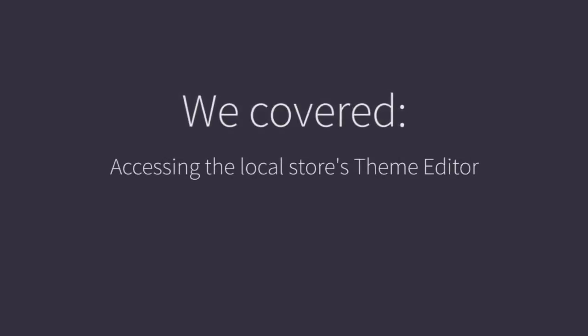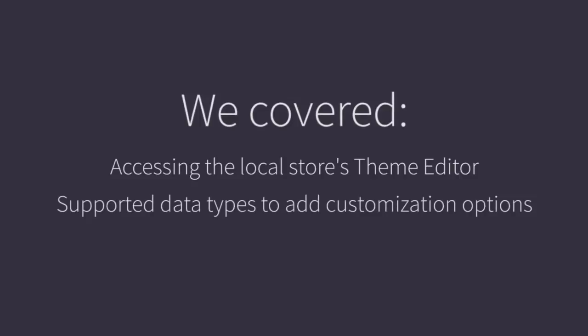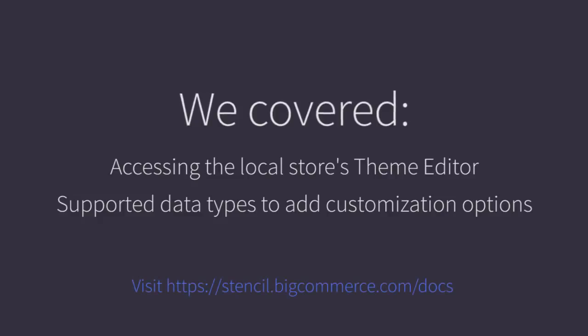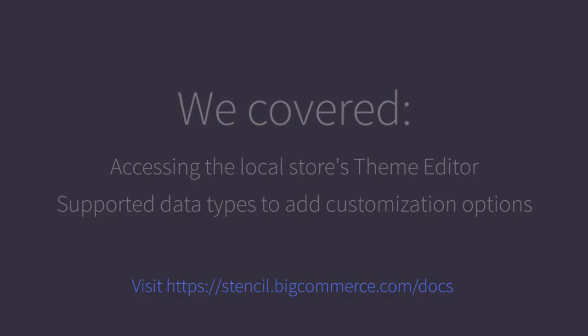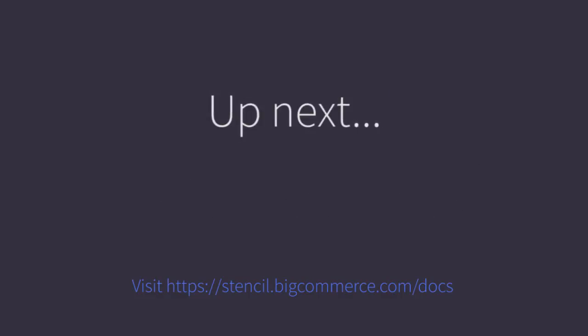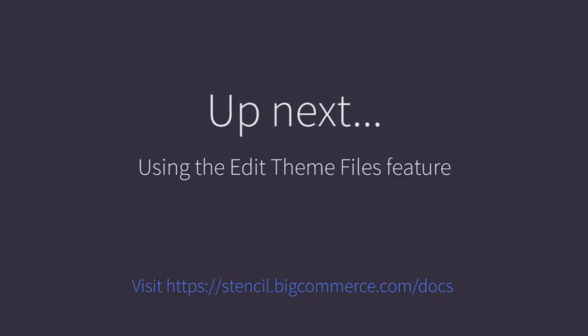To recap, we covered accessing the local version of your theme's theme editor. We also covered the available data types to use when creating customization options within the theme editor. As always, you can find documentation on this and other features at stencil.bigcommerce.com/docs. In the next video, we'll cover using the Edit Theme Files feature to access and edit theme code from within the store's control panel.